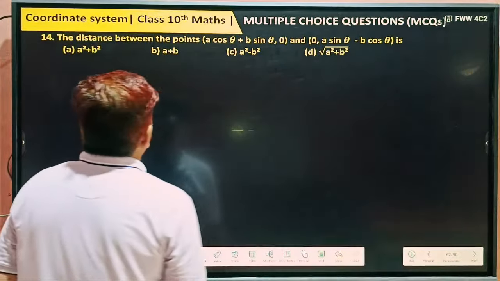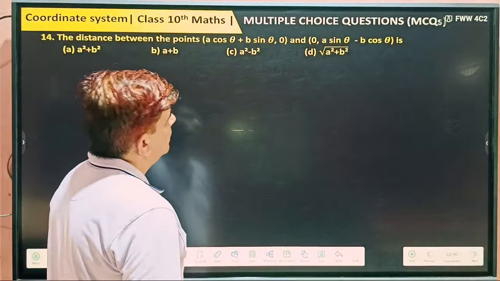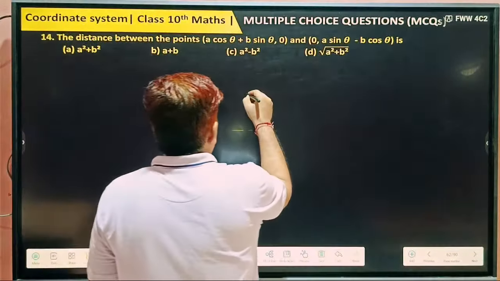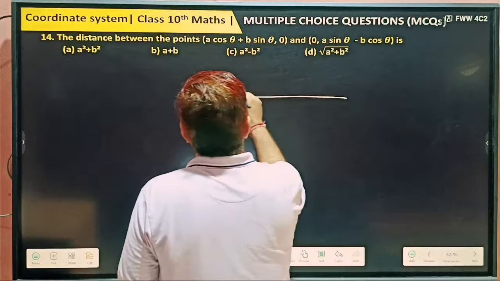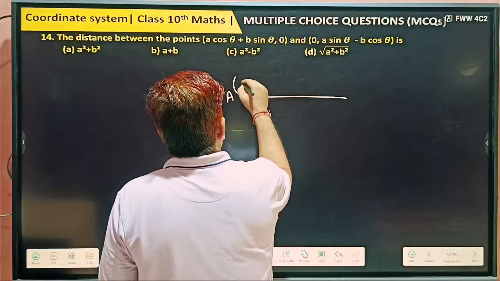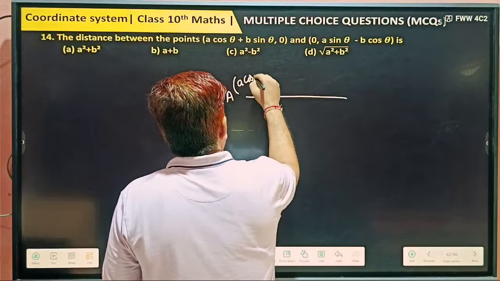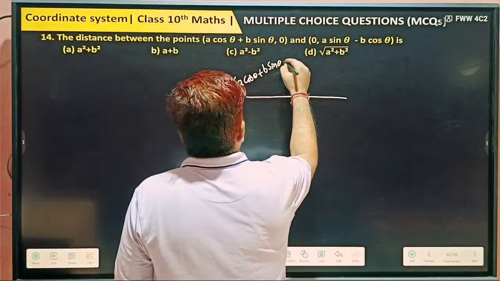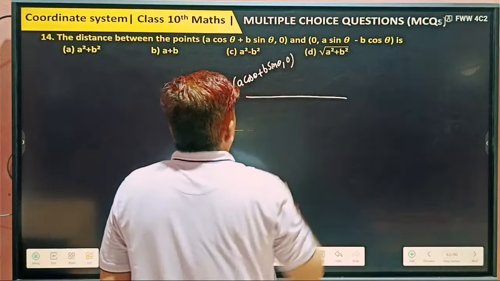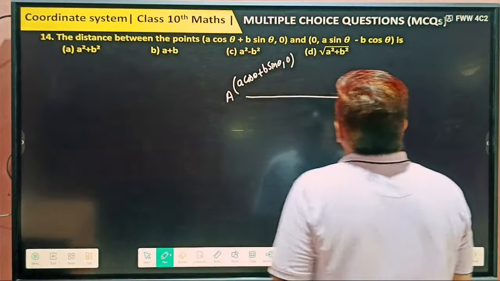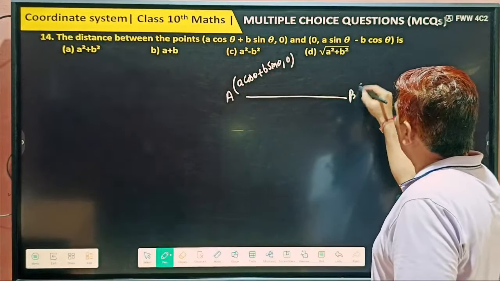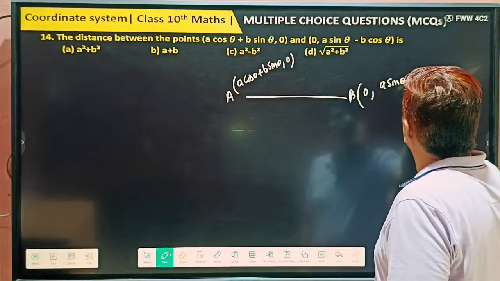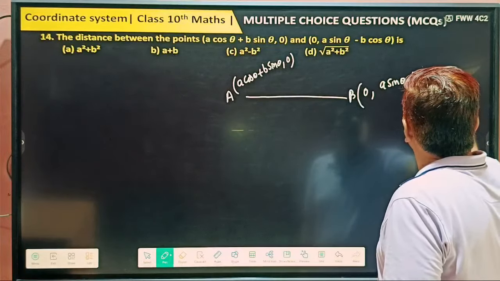14. The distance between the points. I have already told you many times, it's the same formula, using it again and again. So this point I have taken as A, whose coordinates are (A cos theta plus B sin theta, 0). These are the coordinates of this point. And another point B, whose coordinates are (0, A sin theta minus B cos theta).